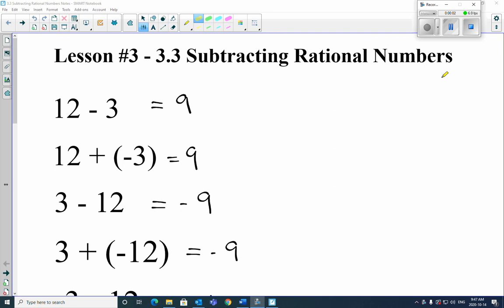Okay, this is lesson 3.3, subtracting rational numbers. So what we're going to do is take subtraction and turn it into an addition, because if we do addition, it's easy. Let's say up here we've got 12 minus 3. We know how to do that. That's pretty basic math. That's 9.